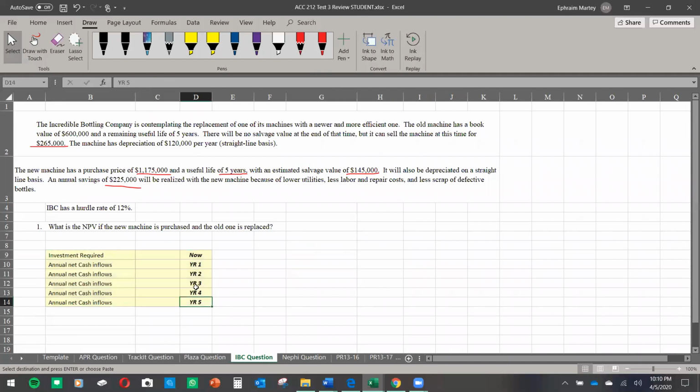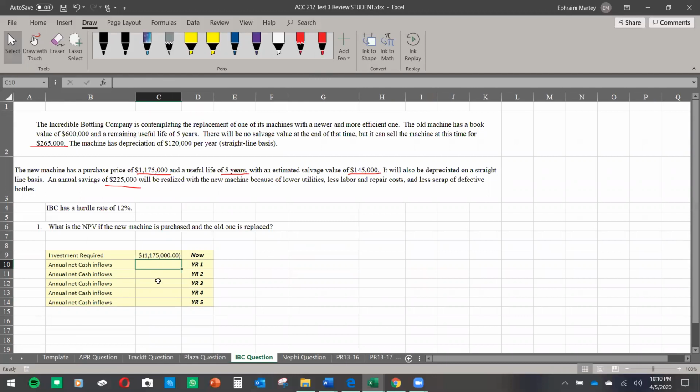It's going to last us for 5 years. Okay, so I have it here. Now, what is the investment that we need to do right now? Okay, we need to spend 1,175,000. Okay, that is a cash outflow going out.